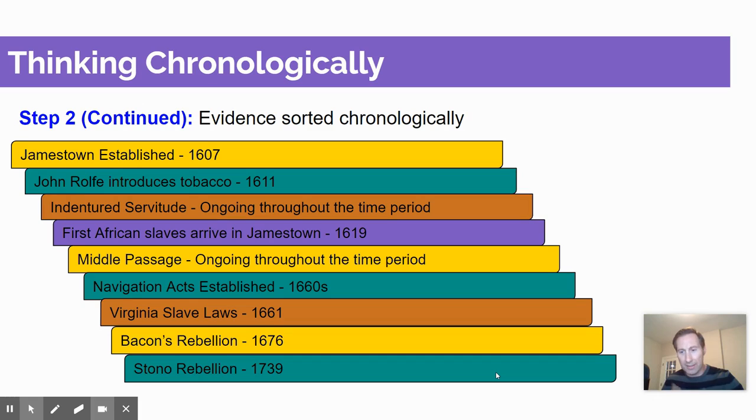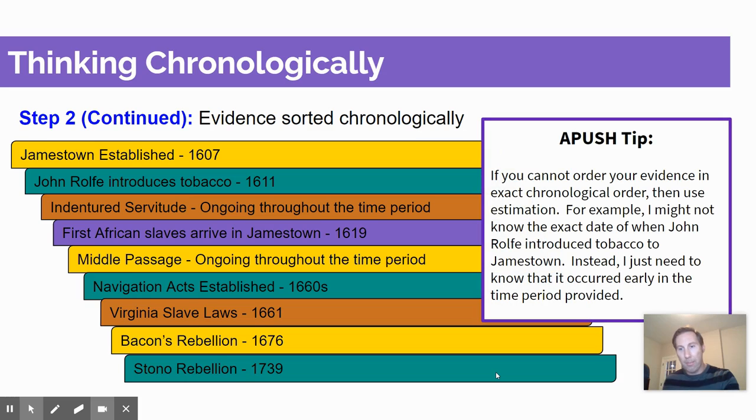Now, if you've ever had a teacher that said, hey, dates aren't important, well, that's not necessarily true for this class, because in order to really do this skill, you need to know the order in which things occurred. Now, it's possible that you don't remember the exact date. That is okay. No one says you have to know every single date in order to be able to successfully do continuity and change over time.